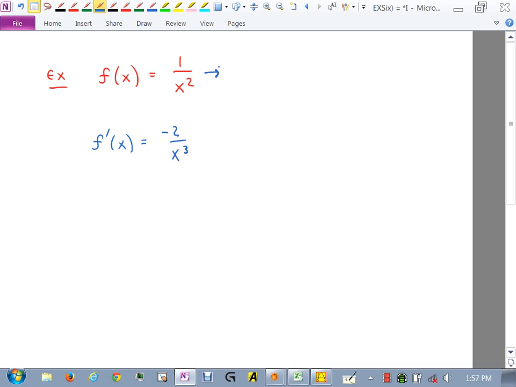I just did that because I rewrote the original function as x to the -2. And then I just did power rule. -2 came out, subtracted 1, got -3, and just dropped it back down. That's my derivative.